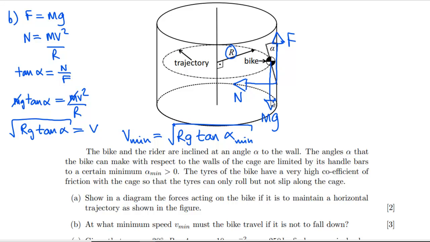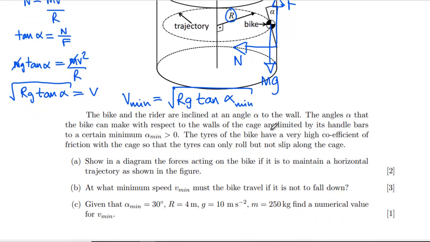Right, so that's all good. Now what have we got? Oh, I've just done that bit. They're just giving us some numbers to put in. Okay, fair enough. So work out what v min is. So v min is going to be the square root of 4 times 10 times 1 over root 3, so 40 over root 3. Off to the calculator, which gives 4.8 meters per second.